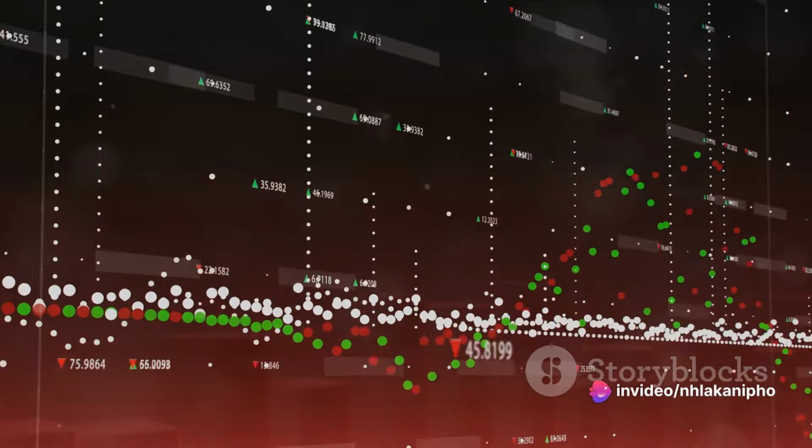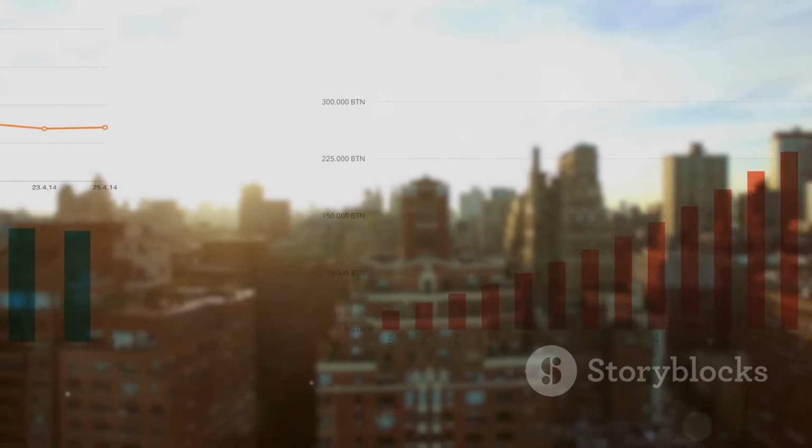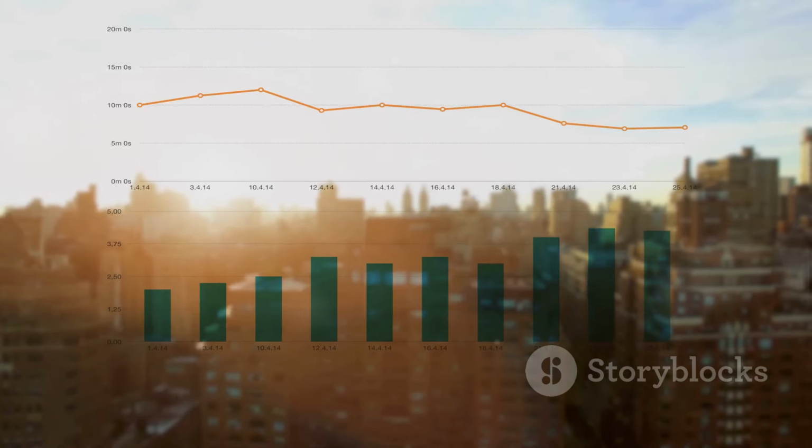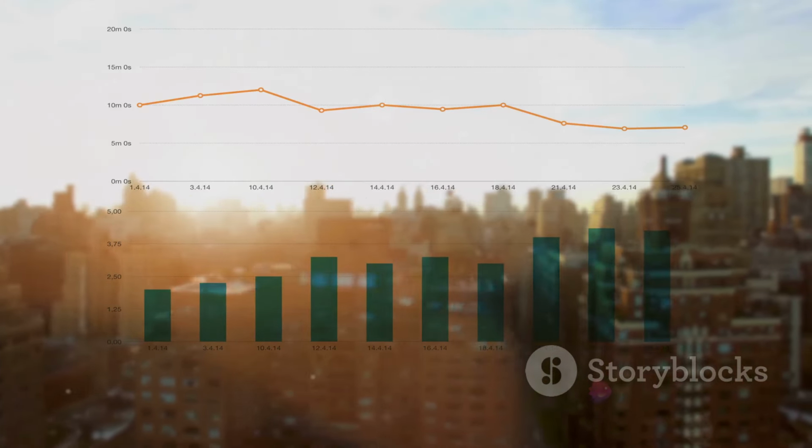So how does the repo rate control inflation and stimulate economic growth? Let's break it down. When the SARB wants to stimulate the economy, it lowers the repo rate. This move makes borrowing cheaper for commercial banks, which then pass on these lower costs to businesses and individuals. The result: more borrowing, more spending, and more economic activity.